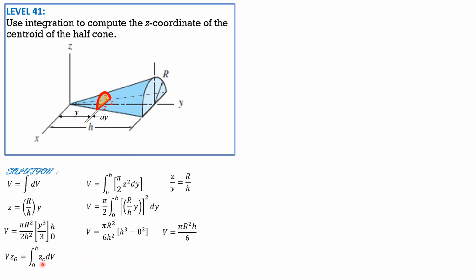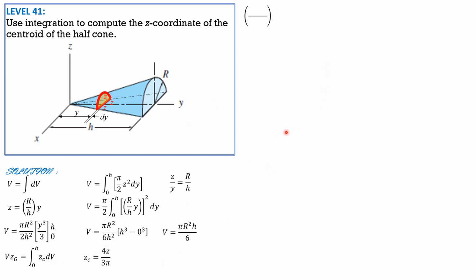where g sub c is the location of the centroid of this differential element, which is a semicircular disc. Since this is an area, the location of the centroid of a semicircular disc is the same as that of a semicircle, which is 4 times radius over 3 pi. And since the radius is z, it is 4 times z over 3 pi. So g sub z is 4z over 3 pi, just like the centroid of a semicircular area.